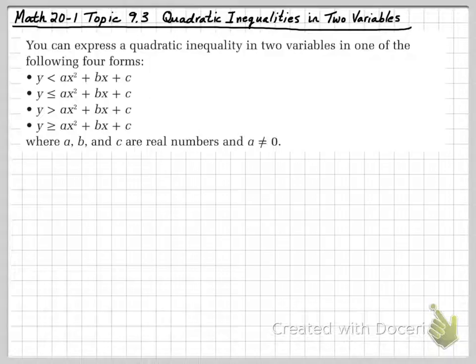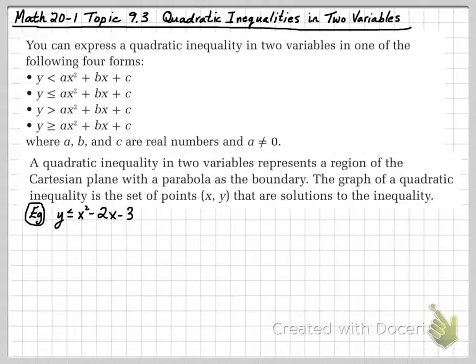y is less than ax squared plus bx plus c. y is less than or equal to ax squared plus bx plus c. y is greater than ax squared plus bx plus c, or greater than or equal to ax squared plus bx plus c. Again, remember that a, b, and c are real numbers and that a cannot equal 0.